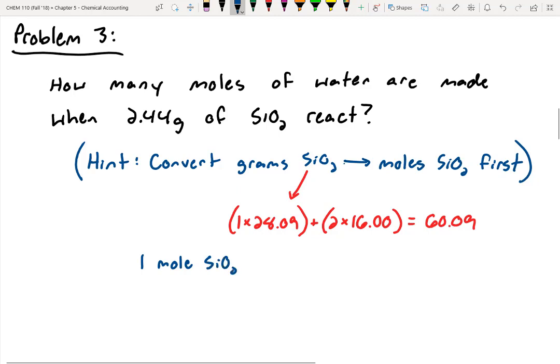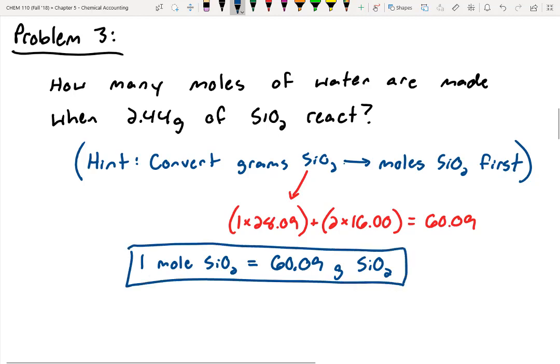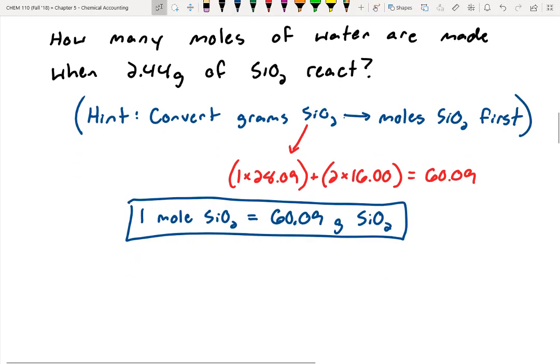So really quickly, I can come up with a unit conversion, and I could say 1 mole of silicon dioxide is equal to 60.09 grams of silicon dioxide, right? So that's our molar mass unit conversion that we'll need for this problem. I think we're in pretty good shape, though, to start. So let's go ahead and try to plug this in.